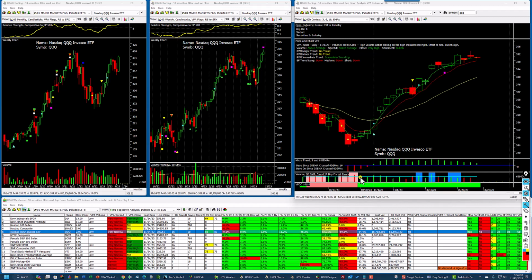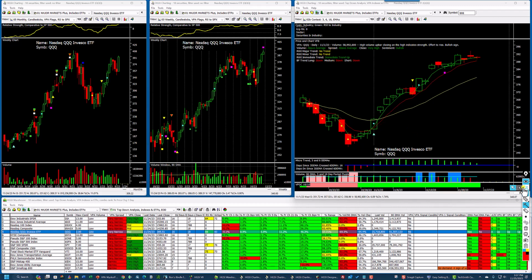But on the other hand, this volume is above average. When I click on this right here, you can see that this goes back to 11.1. The volume was above average. The spread's above average. Close is very high. Sentiment's bullish. I'm sorry, I had my arrow on the wrong place. This is the bar right here, which is giving these signals off.